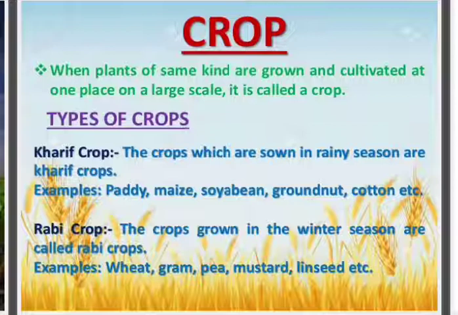Rabi crops are the crops grown in the winter season, and these crops can grow with a lesser amount of water also. For example, wheat, gram, pea, mustard, linseed, etc.